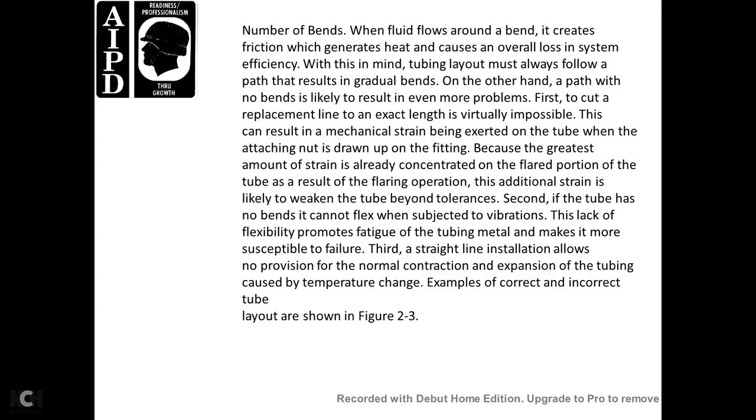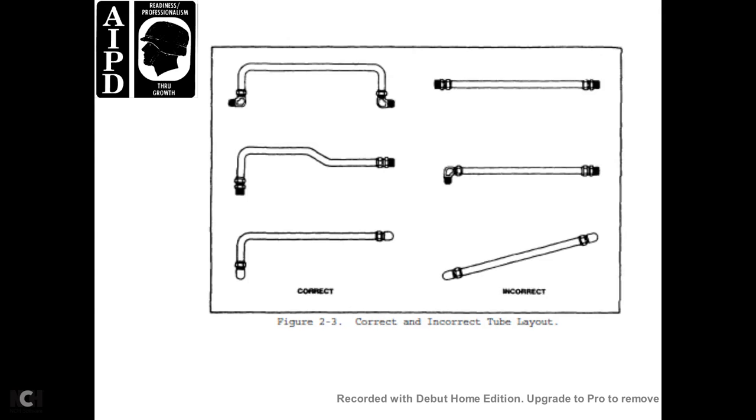Second, if the tube has no bends, it cannot flex for variations, and the lack of flexibility promotes fatigue of the tubing metal, making it more susceptible to failure. Third, a straight line installation allows no provision for the normal contraction and expansion of the tube caused by temperature change. An example of correct and incorrect tube layout is shown in Figure 2.3, with the correct layout on the left side and the incorrect on the right side.